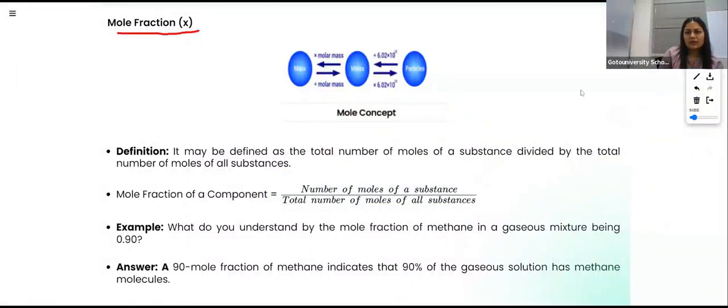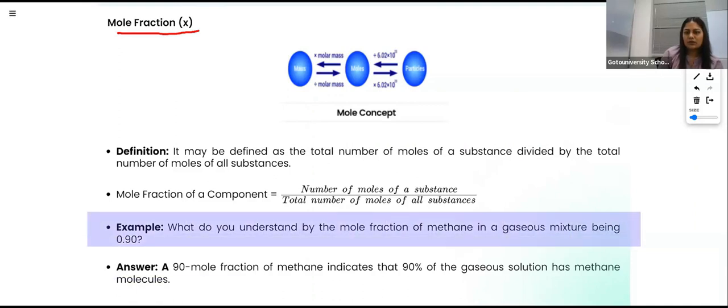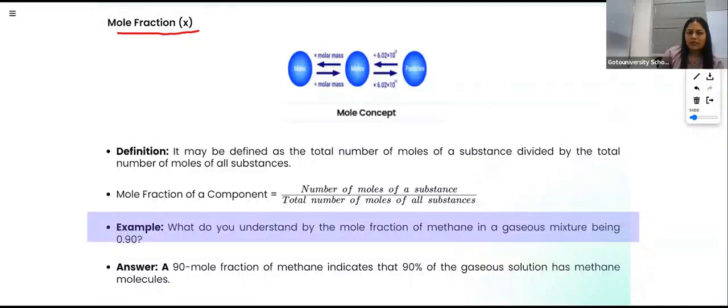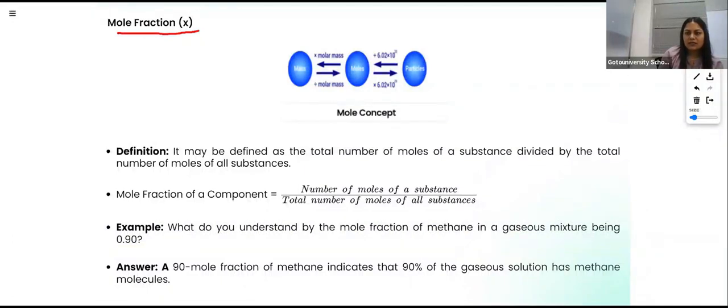Let's see an example here. What do you understand by mole fraction of methane in gaseous mixture being 0.90? That means that 0.90 mole fraction of methane indicates that 90% of the gaseous solution contains methane. That 90% of methane is present in the solution.